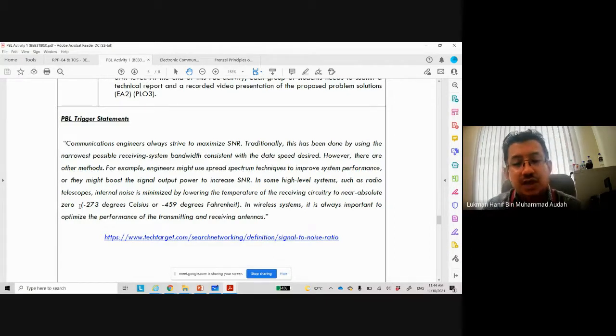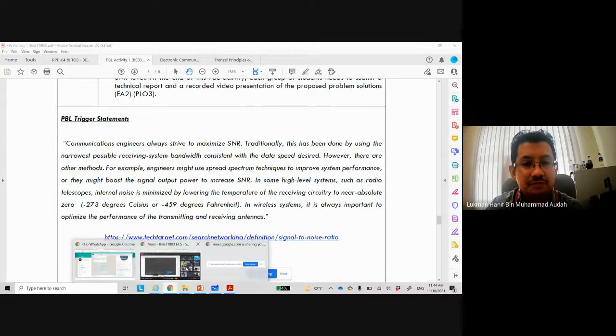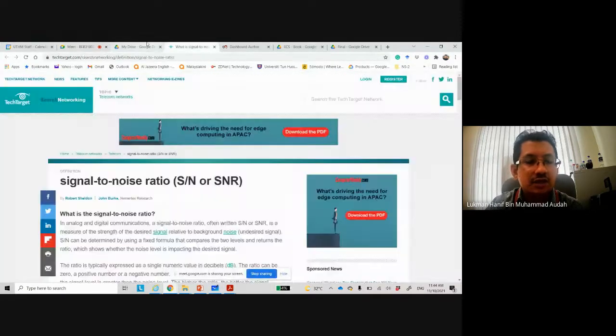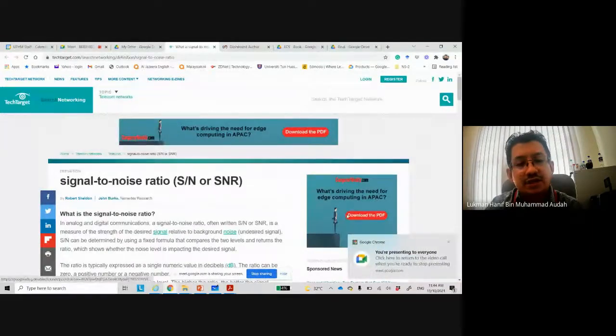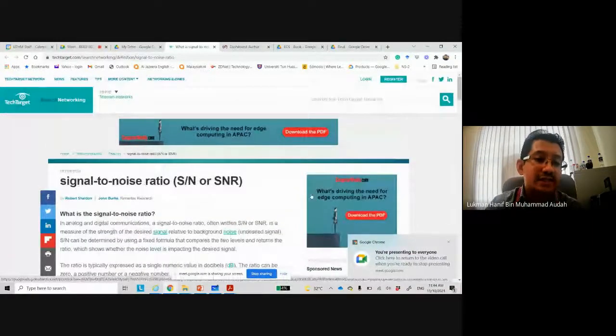In wireless systems, it is always important to optimize the performance of the transmitting and receiving antennas. Okay, so perlu untuk optimize performance ini untuk transmission and receiving antenna. So ini ada diberikan link. Ini link ini, target ini kalau kita lihat, sebenarnya ini adalah berkenaan dengan SNR.